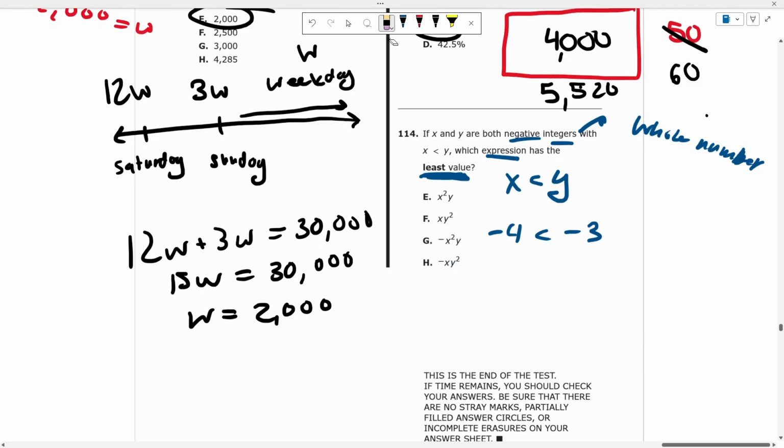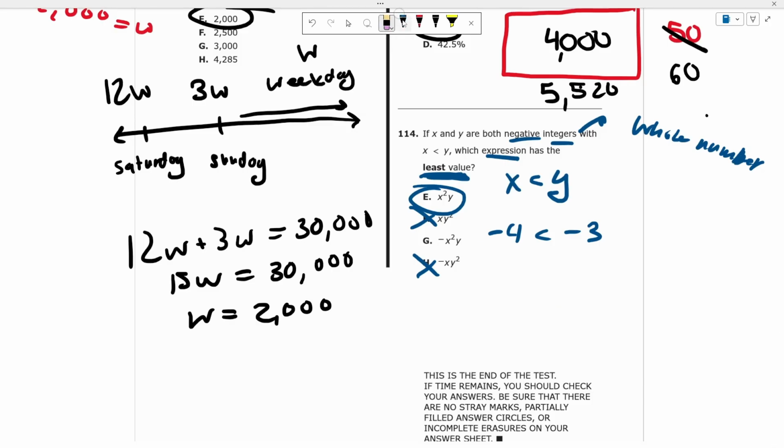Now notice what's happening here. Your x is always going to have a bigger number here, which means that if you square it, x squared is actually going to have a bigger number than y squared. So I want to have my x being squared, not my y being squared. I don't want to square my smaller answer. Next, I want to take my x squared and multiply it by y. I don't want to do negative x squared because this would actually give me a positive number. So the correct answer for number 114 would actually have to be E.